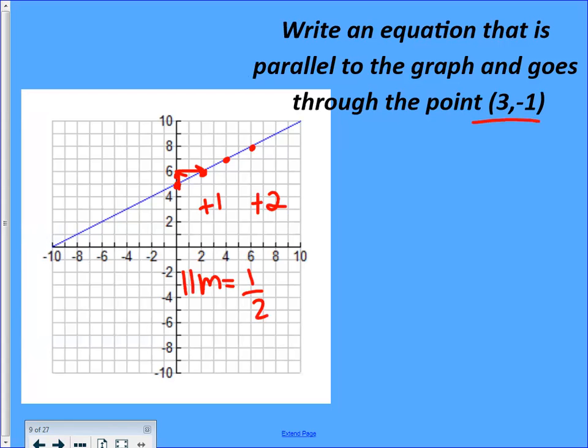I need to go through the point, 3, negative 1. Y minus y1 equals m, x minus x1. So y plus 1 equals 1/2 x minus 3.